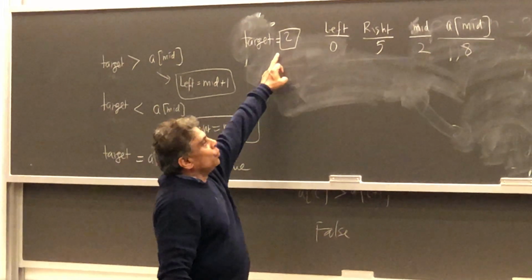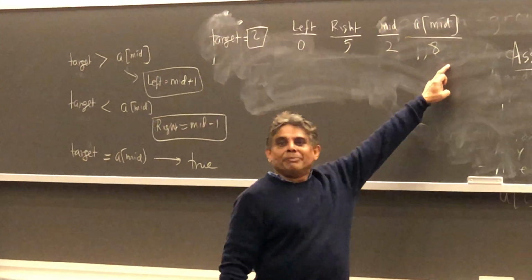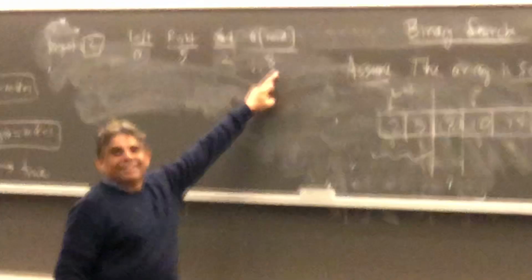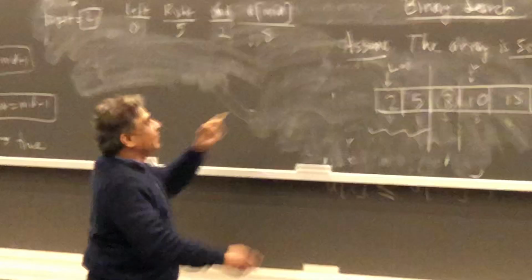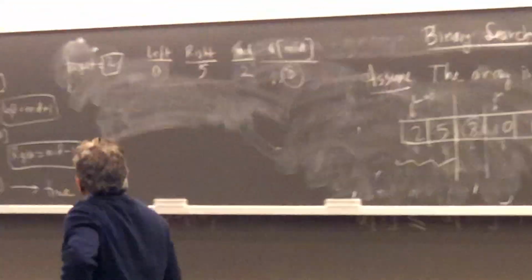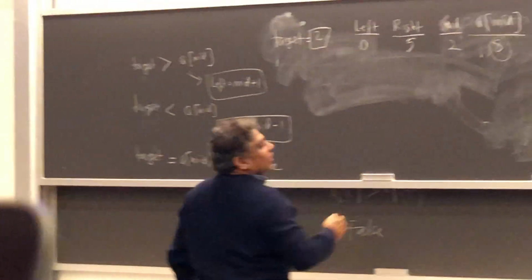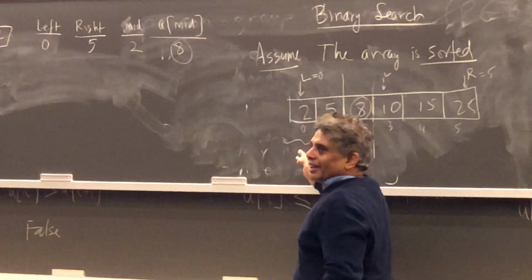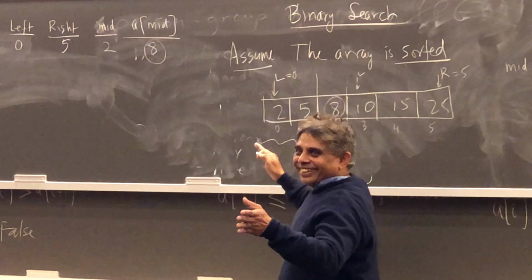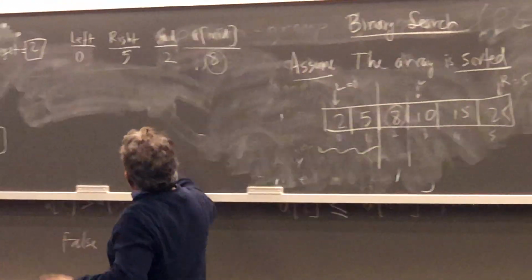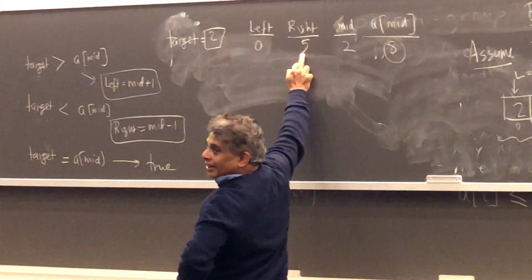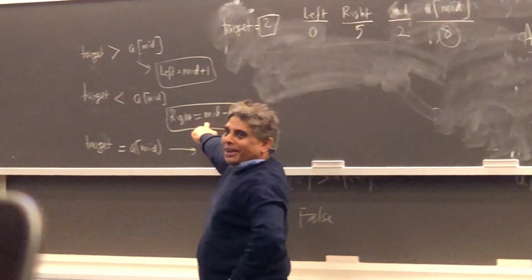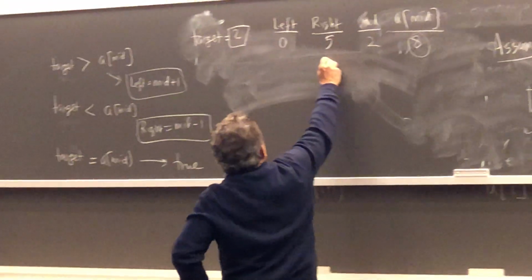So we take the target 2, compare it to the mid. Right? Target is less than the mid. See that? Not the mid index, the mid value. So 2 is less than 8. Which one do I change now, left or right? The right, right? Good. So I will change the right to what? Mid minus what? Right, so the right would become 1.